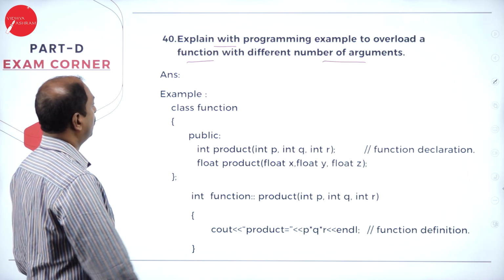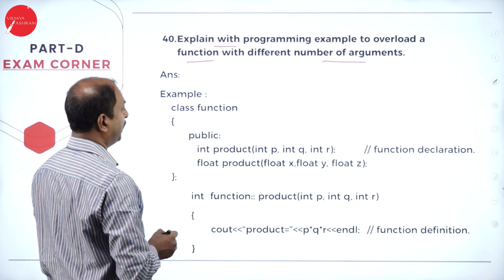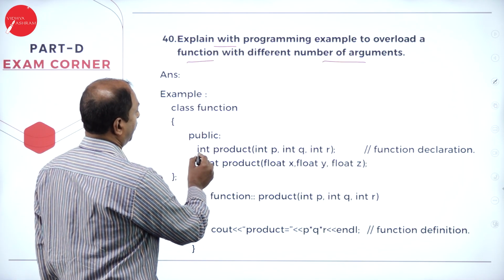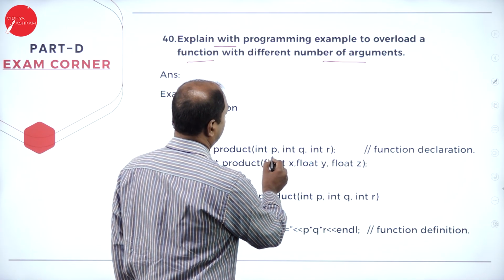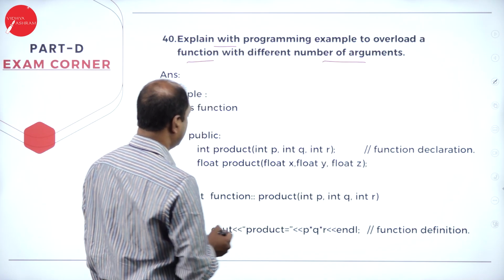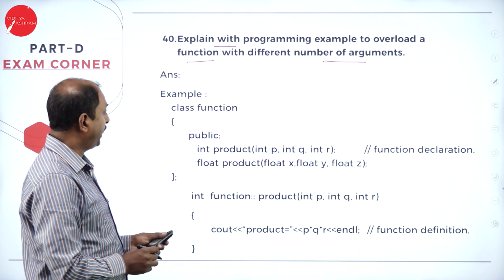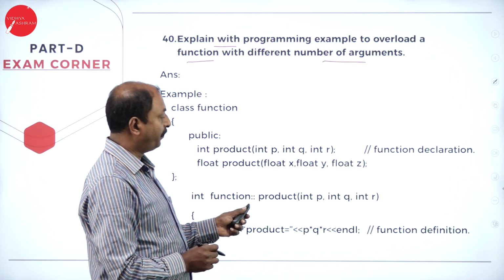The program starts with a class, and under public we are declaring functions: int product with 3 parameters, and float product with parameters, and now we are closing the class with a semicolon. Next we have to write the function definition.